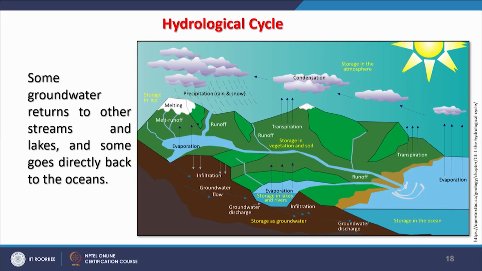So, some groundwater returns to streams in the form of springs, and I have given many examples of Indian river systems. Again I will narrate, like Narmada. Narmada is not fed by snow or ice, but it is a perennial river. That means it is fed by groundwater through springs, and lakes, and some other goes directly back to the oceans.